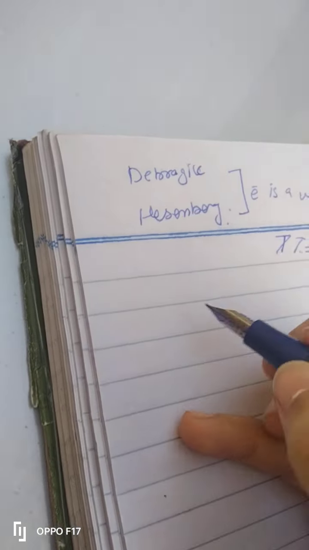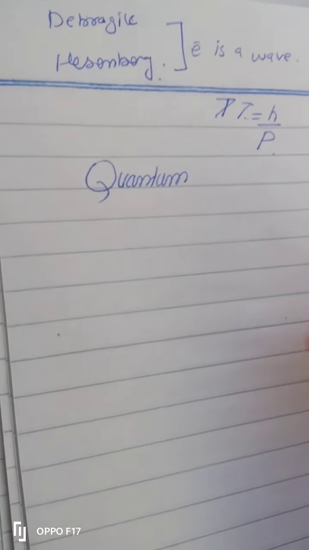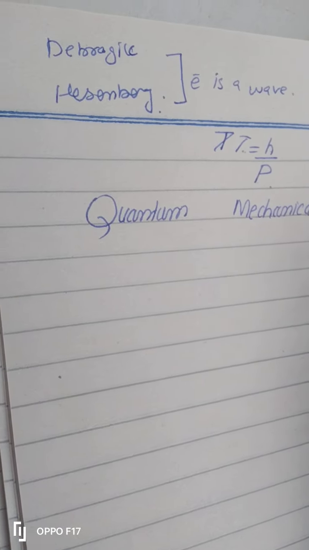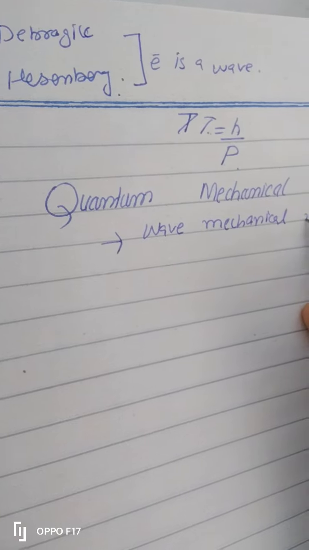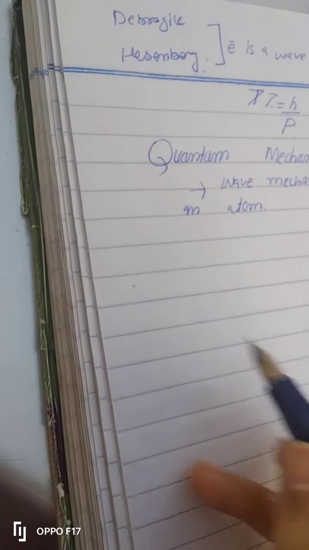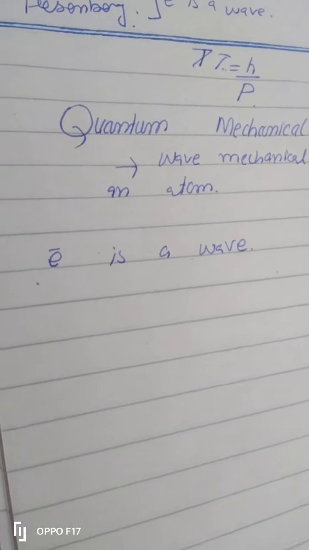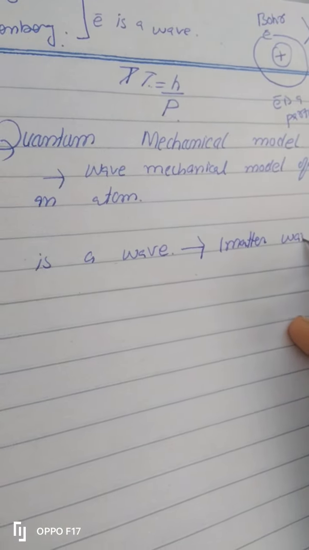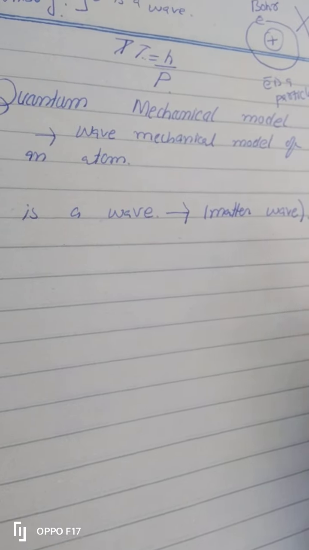So for that, there was another model known as the quantum mechanical model, also known as the wave mechanical model of an atom. So we know that the electron is a wave, right? But the electron is not just that. The electron is a wave, but it is a matter wave. It is de Broglie's wave, known as matter wave. It has dual nature. It will behave as a particle as well as a wave.